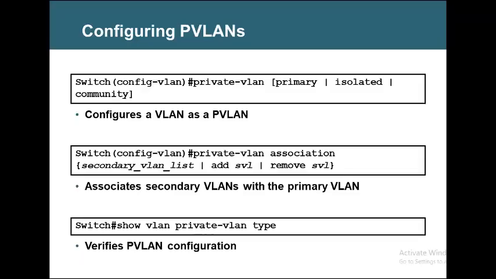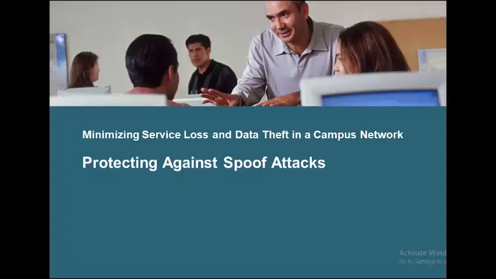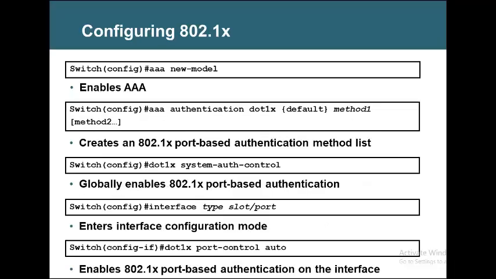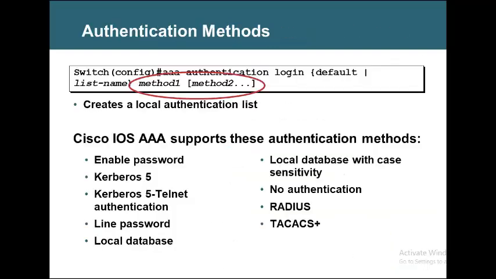Now, the next topic in Layer 2 attack and mitigation is spoofing attack. So far, what all attacks have we seen? First, we saw MAC address based attacks. And then secondly, we saw VLAN based attacks. Next, we are going to see spoofing attack.